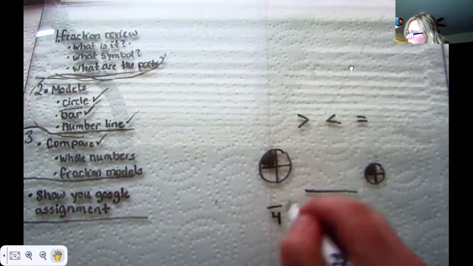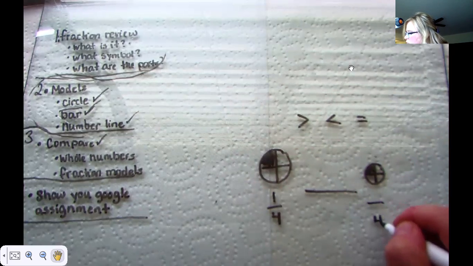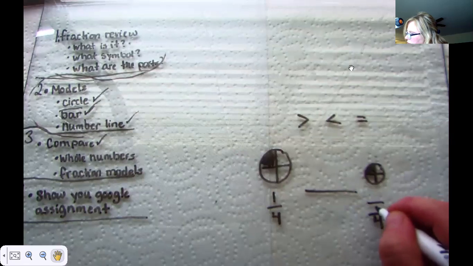Okay. And first I've got to identify my whole, and I can see that my whole is divided into 4 equal parts and one of those parts is shaded. Then I go over here and say, okay, here's my whole, and it's divided into 4 equal parts, and one of those parts is shaded. Okay, I don't know why I did that.